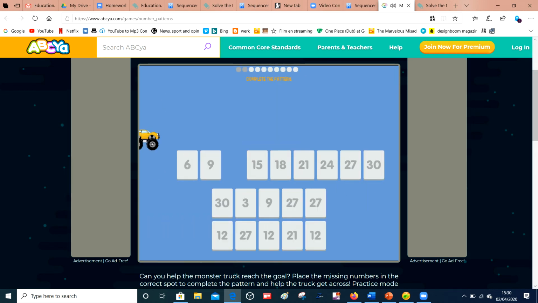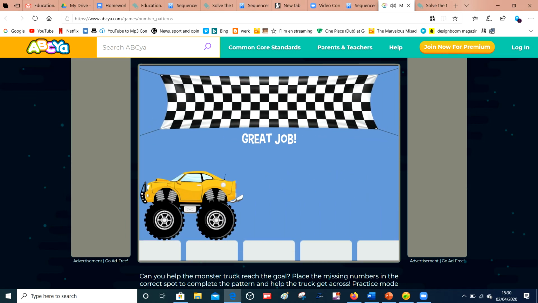Okay, so we're starting at 6, 9, then we're missing one, but it looks like we're missing something at the start. How many is between 6 and 9? Let's count on. 6, 7, 8, 9. That's 3. So our first number that we need to place is 3. What would come after 9? Let's count on 3 more than 9. 9, 10, 11, 12. There, you guessed it. And then the monster truck can go all the way off.